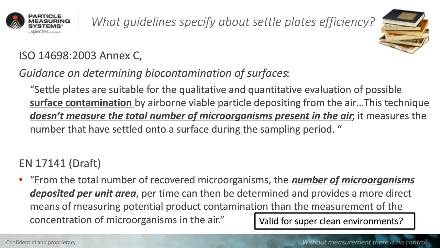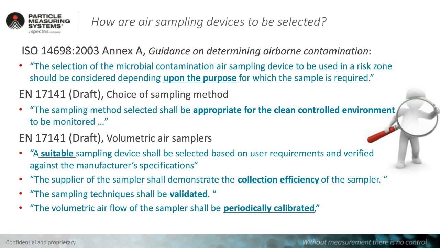Let us have a small look as well at how the regulations and the standards give us education and support in how to select air sampling devices. ISO 14698 says that the selection of contamination air sampling devices should be done upon the purpose for which the sample is required. So they already tell us that you need to consider the data that is generated with this and what you want to do with this data, and not only sample just for the purpose of sampling.